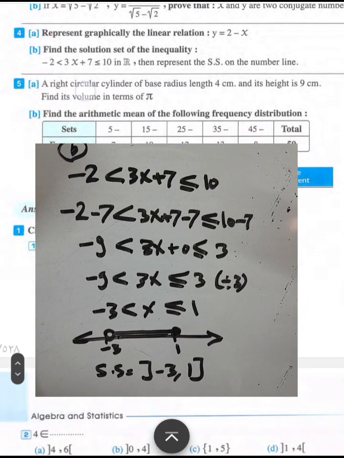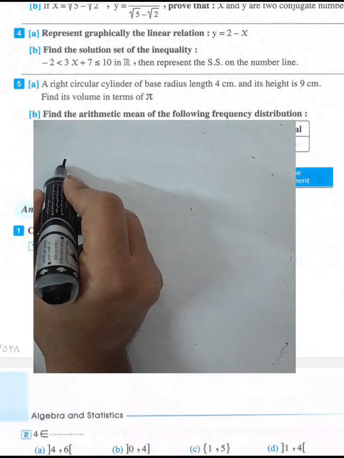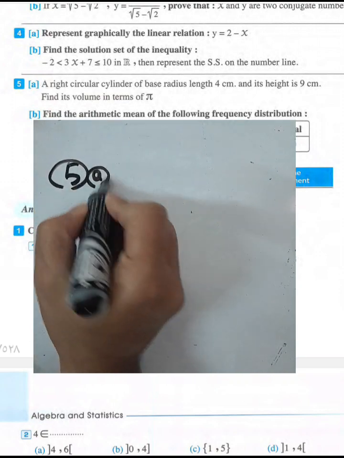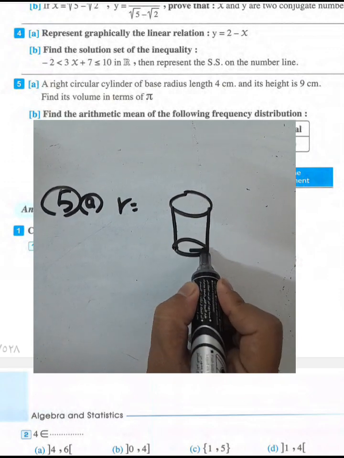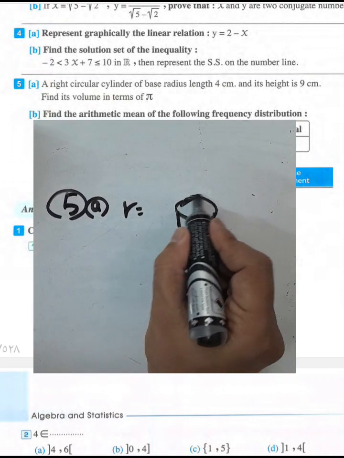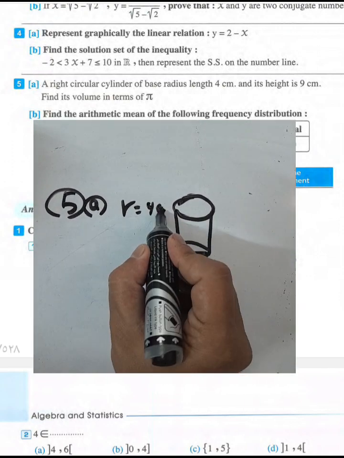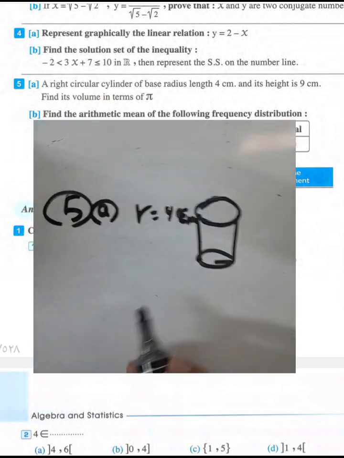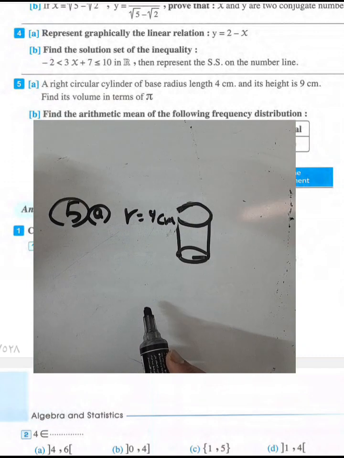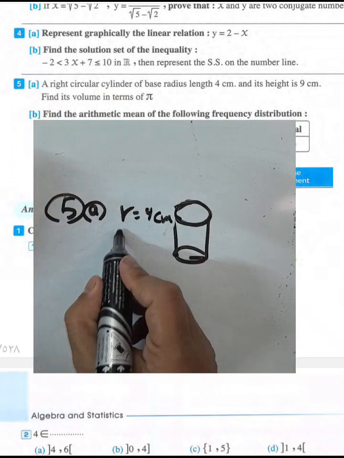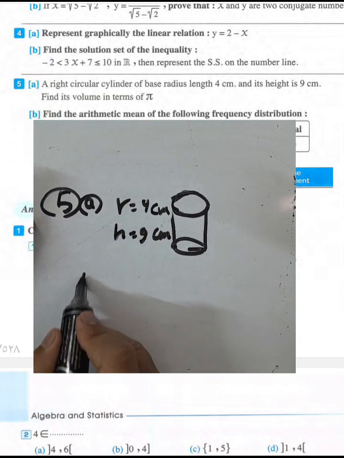Letter E. A circular cylinder with base radius 4 cm. Question number 5, letter E. We have the radius of the circle in the base. We have our radius of the circular cylinder. The radius was 4 cm. This radius is 4 cm. Okay, it's the radius, and the height was 9 cm. Find the volume of it.